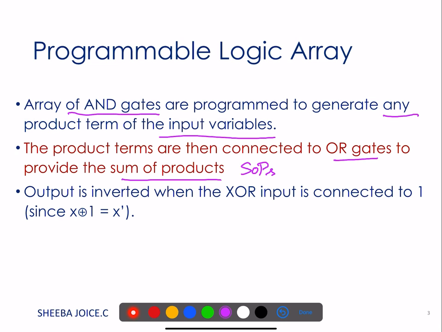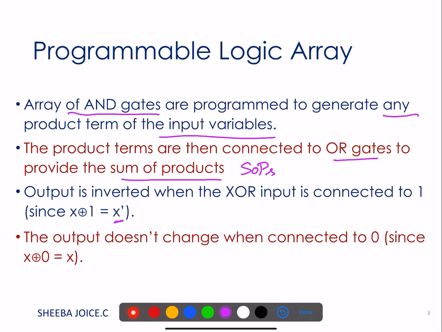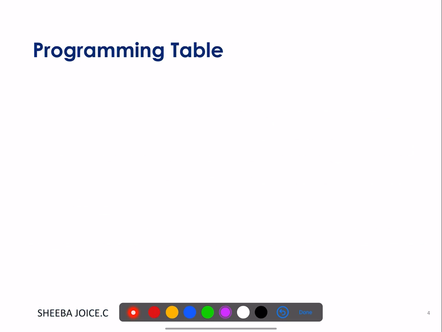Output is inverted when the XOR input is connected to 1, since X exclusive or 1 equals X complement. In the same way, X exclusive or 0 is equal to X. Therefore, if it is connected to 0, there is no change. We need to construct the programming table.